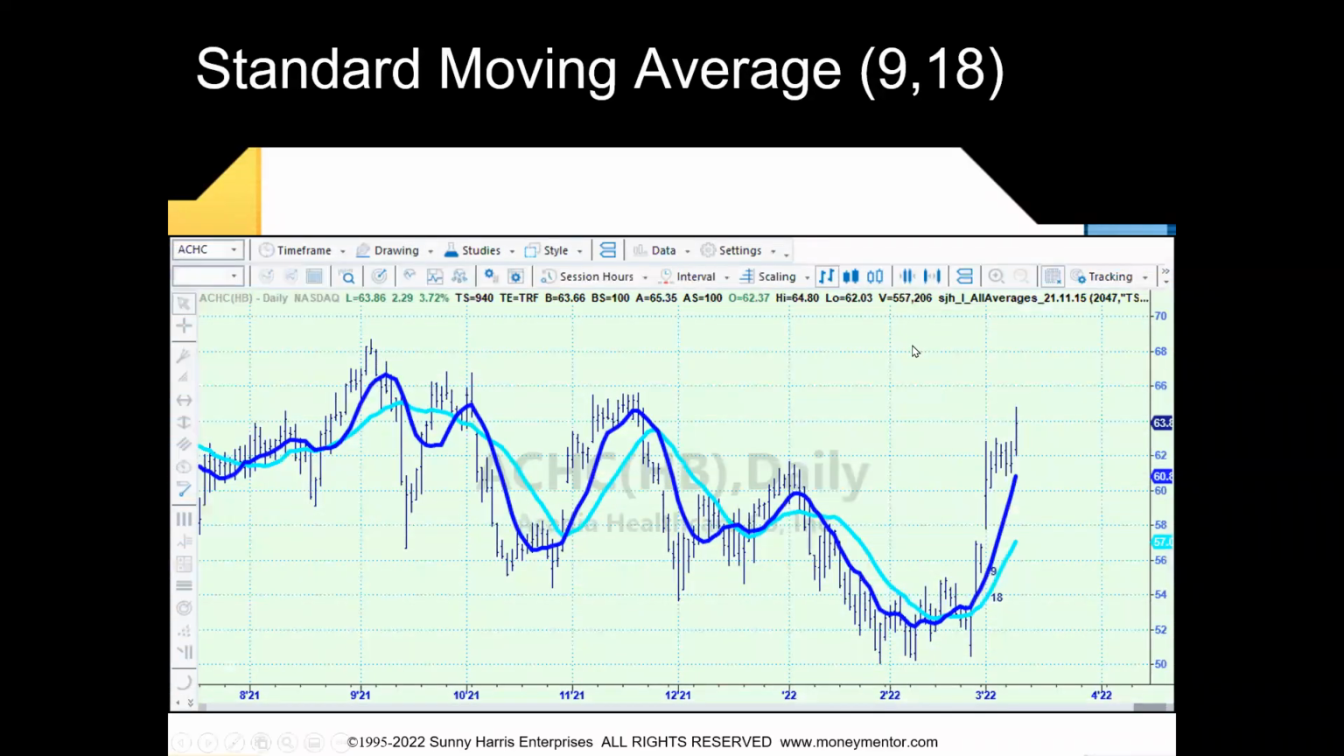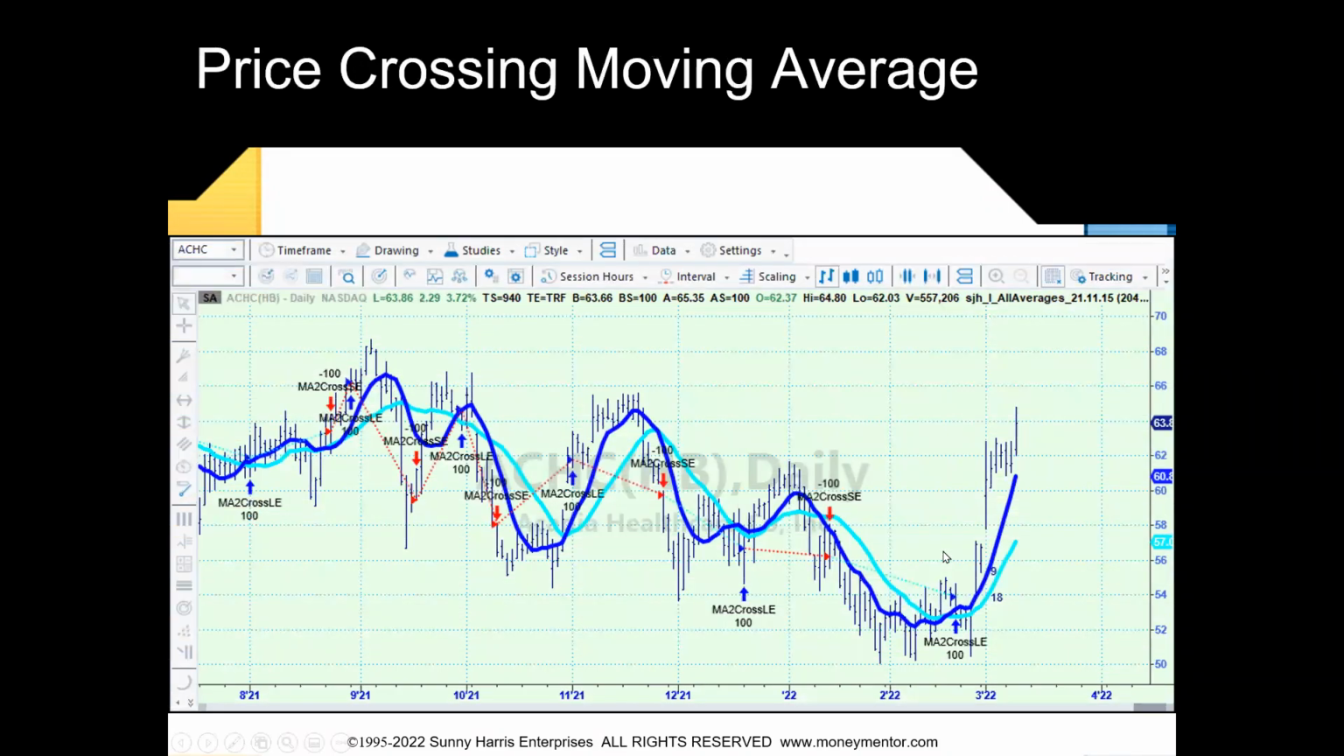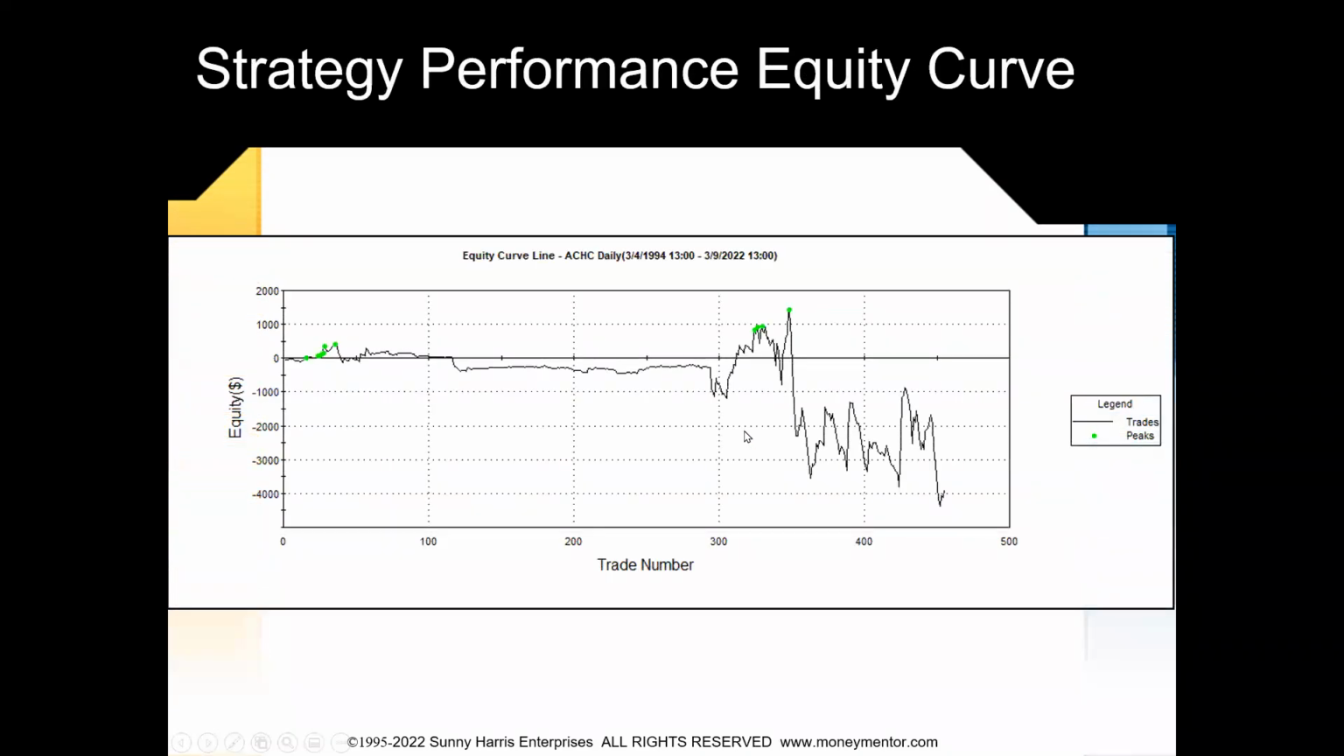Let's look at the standard moving average, ACHC again, the same chart. And we're looking at a standard moving average, 2 lines, which are 9 and 18. So the 9 moving average and the 18 moving average, it's in all the software. You can see that easily. First, we're going to look at price crossing the moving average. So you can see I put arrows at every place that you would take a trade with price crossing moving average. And there's the strategy performance report. That's just the equity curve for that particular symbol in that time frame.